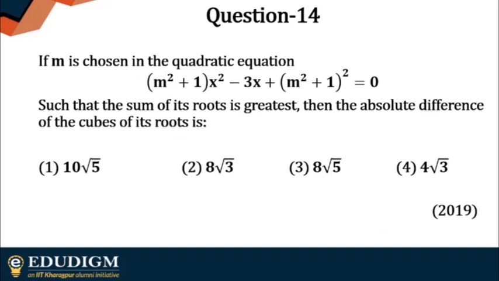Great. So sum of the roots, it has to be the greatest. Then you have to find out the absolute difference of the cubes of its roots. Okay, so suppose you have alpha, beta, you're choosing m in such a way that alpha plus beta is the greatest. Now you just find out the value of mod alpha cube minus beta cube. All right, just try this one out.